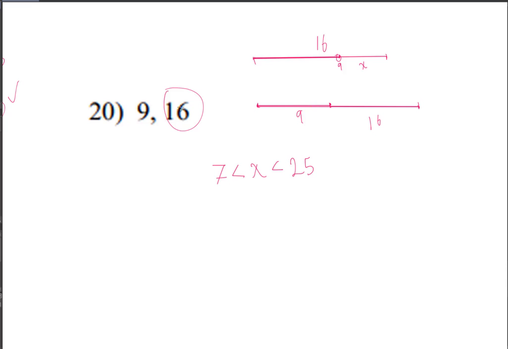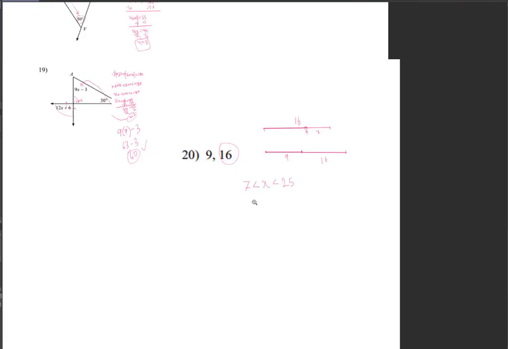Or I assumed that this bigger one was the biggest number, and I figured out what would have to be on the low end, what would have to be bigger than. So 7 is less than x is less than 25. All right. Okay, I hope that has helped.